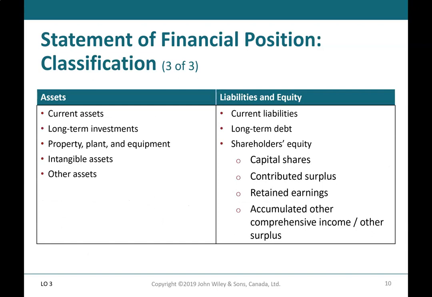Statement of financial position classification, 3 of 3. Assets: current assets, long-term investments, property, plant, and equipment, intangible assets, other assets. Liabilities and equity: current liabilities, long-term debt, shareholders' equity, capital shares, contributed surplus, retained earnings, accumulated other comprehensive income, other surplus.